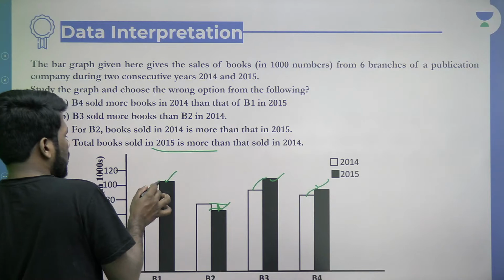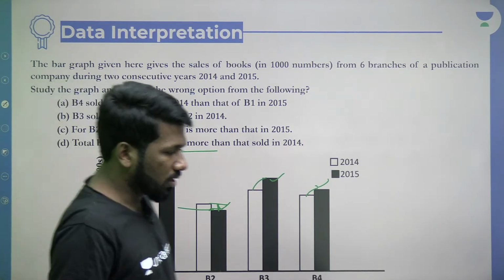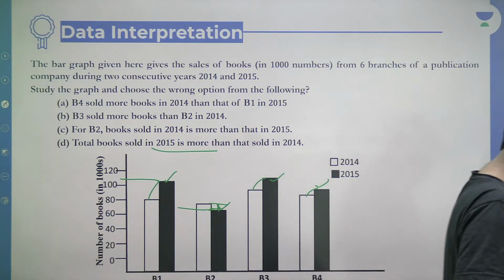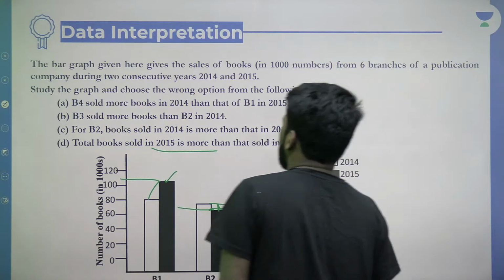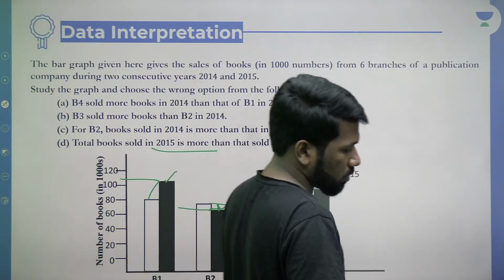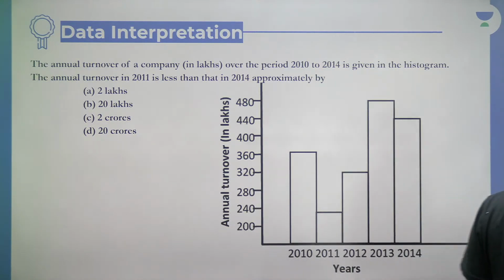Or if you are not convinced with that, you can take the values and try, but that is not needed. You should look at the picture and say. Did you all understand? So option D is also a correct statement. So option D is not the answer. That is clear. Try the next question, all of you.